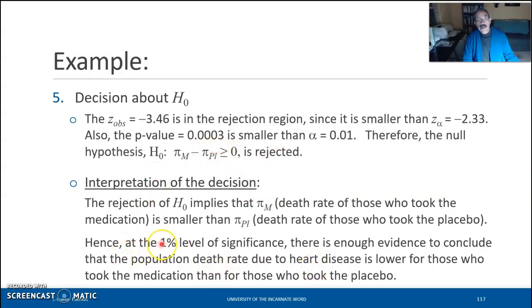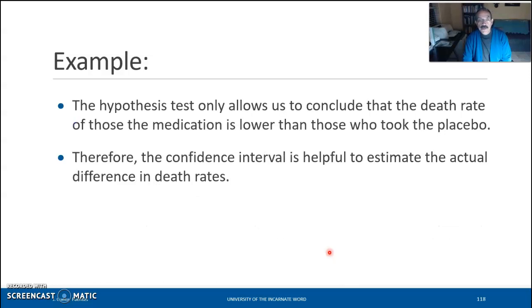All right, with that deduction, we can see that at the 1% level of significance, there is enough evidence to conclude that the population death rate due to heart disease is lower for those who took the medication than those who took the placebo. And again, the limitation of that hypothesis test is that all we can say is that the death rate of those that took the medication is smaller than the death rate of those that took the placebo. But the natural question is, how big is that difference? So in this case, it is a good idea to calculate the confidence interval to estimate the actual difference in death rates.